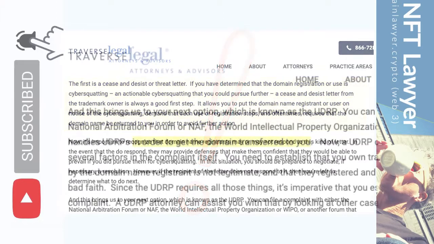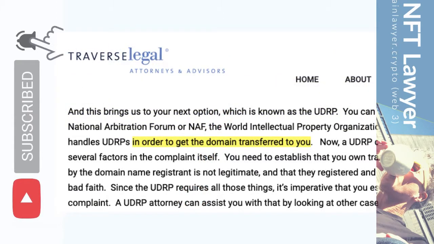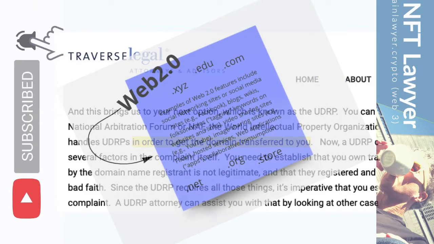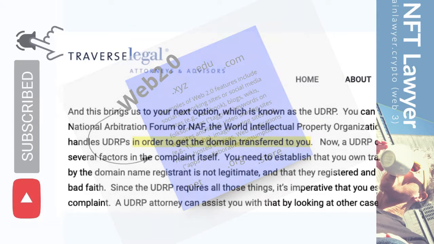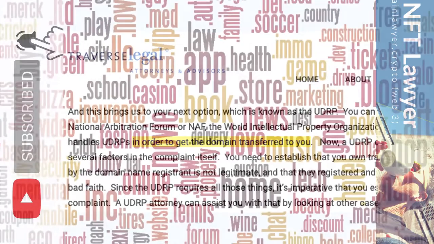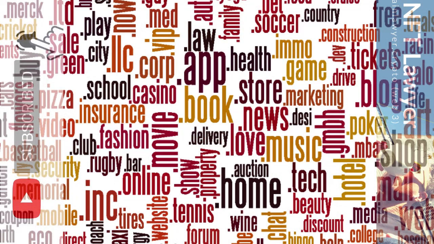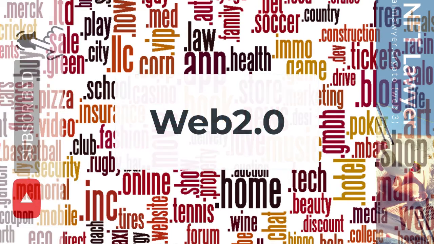Courts and arbitrators under the ACPA and UDRP can also order a transfer of a Web 2 domain name from your control. And by Web 2 domain name, I mean .com, .net, .edu. Really, a lot of the new GTLD extensions like .cloud and .xyz, alphabet.xyz, all of those are Web 2 domain names that work on the DNS system.